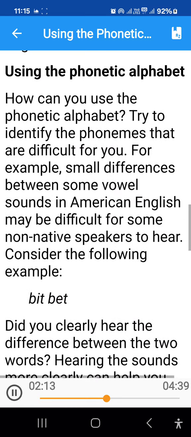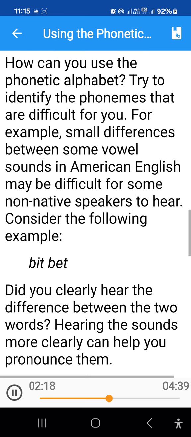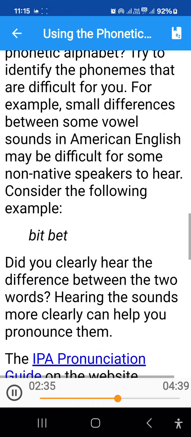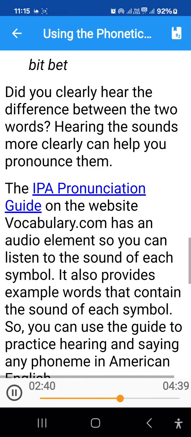How can you use the phonetic alphabet? Try to identify the phonemes that are difficult for you. For example, small differences between some vowel sounds in American English may be difficult for some non-native speakers to hear. Consider the following example. Bit, bet. Did you clearly hear the difference between the 2 words? Hearing the sounds more clearly can help you pronounce them.